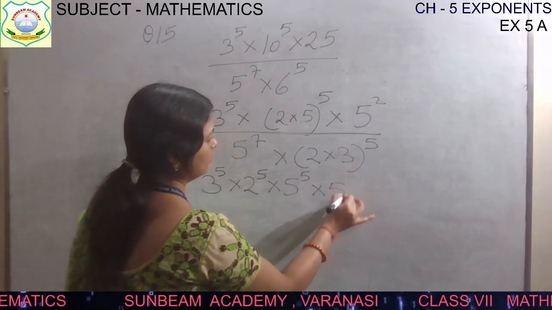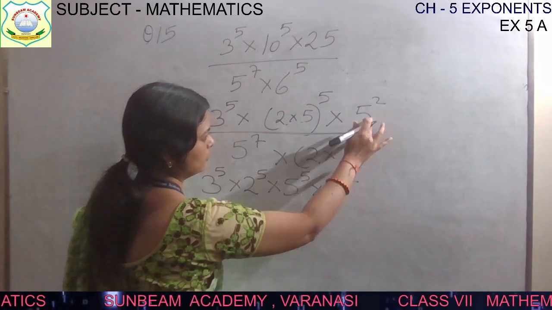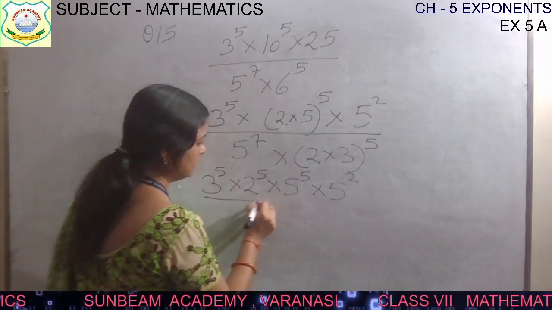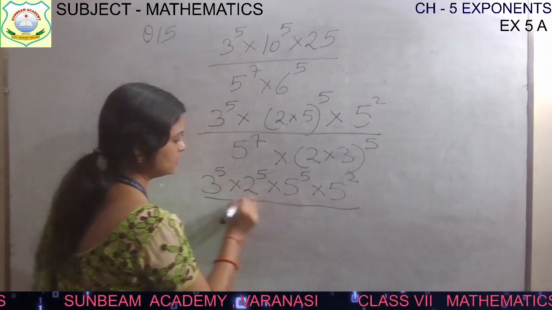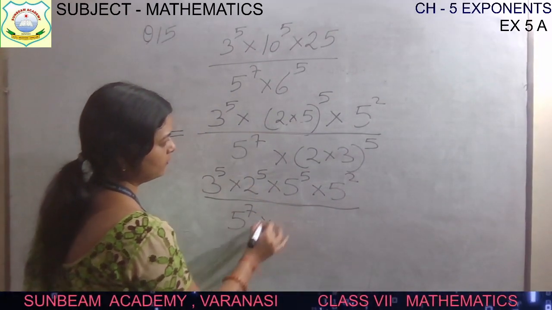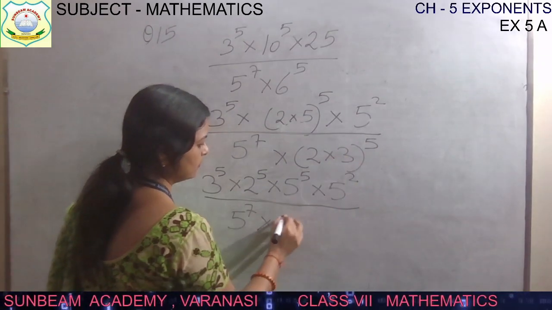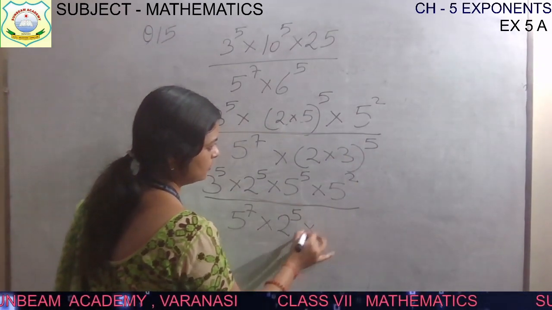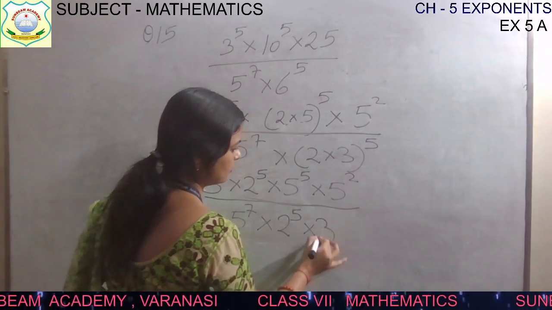Then 5 to the power 2. Ye 5 to the power 2. Then divided by, children, 5 to the power 7 into 2 to the power 5 into 3 to the power 5.